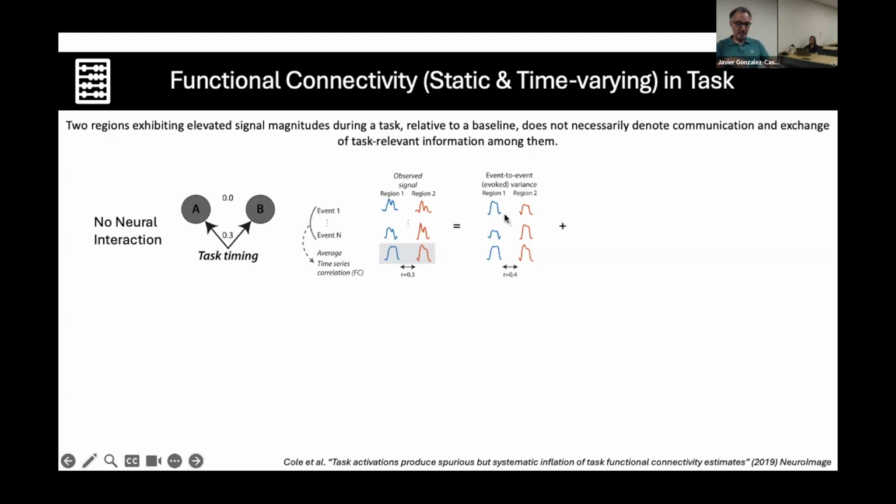You have this event-to-event response, that idea that the signal just goes up because the flickering checkerboard comes on. And then this other activity is happening in the background during the task. Now, in a case like this, in which they're not talking to each other, the only common signal is this, but this is not. As you can see from one event to the next, the signal is different in one ROI, but more importantly, it's different across both ROIs.